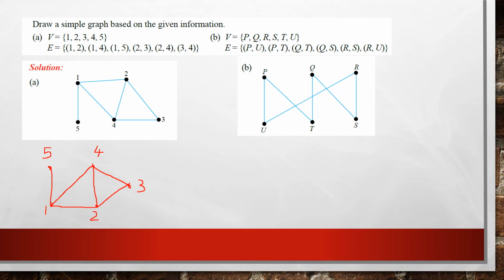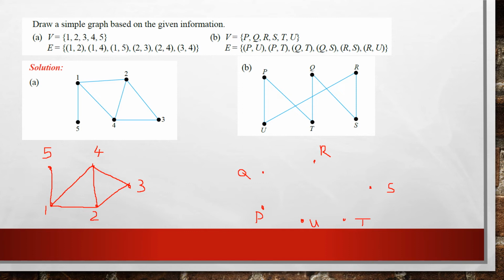Your diagram can also be up to you how you draw, but you must follow the condition. You can draw like this. P. Maybe your Q you want to draw up here. Maybe you want to draw like this. R. Maybe you want to draw your S here. T and U. You want to draw like this also can.